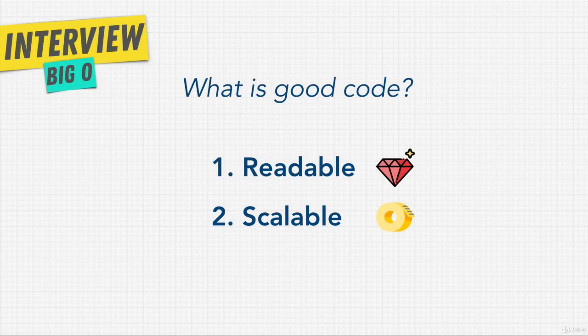Big O says which function, algorithm, or code is best. We learned that when it comes to good code, we're concerned about readability and scalability. And Big O allows us to measure the idea of scalable code. And why do we care? It's because there is no such thing as a free lunch.